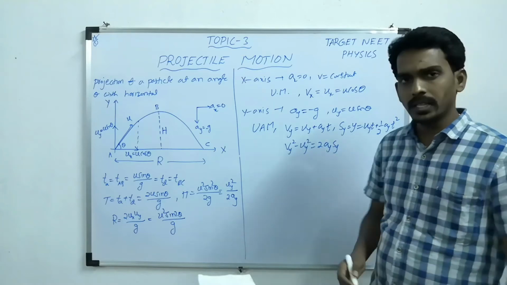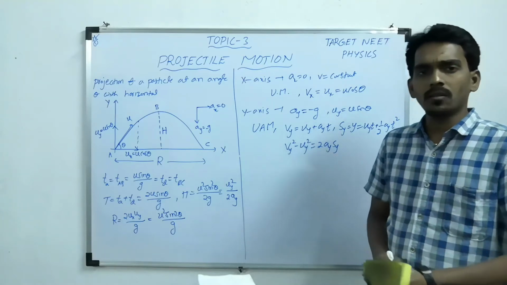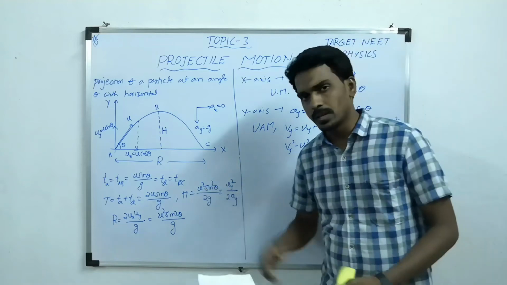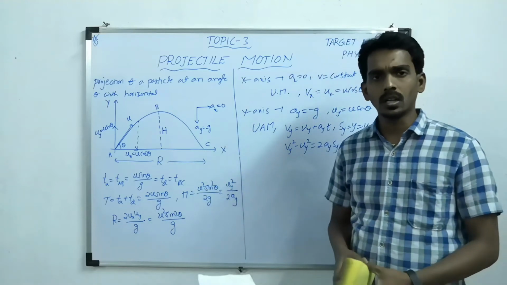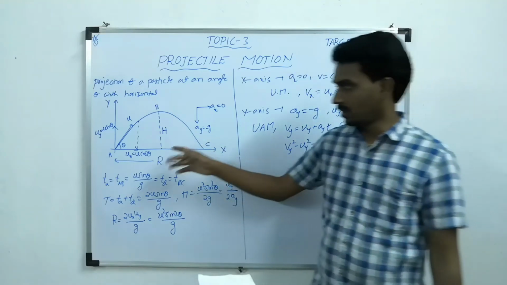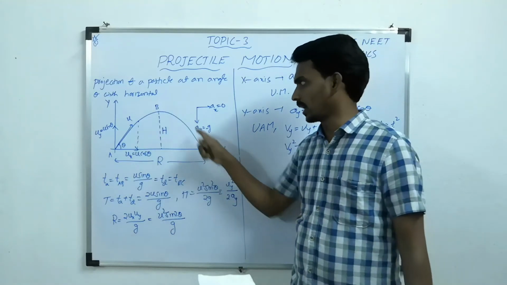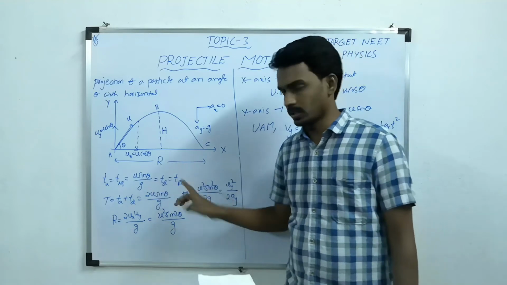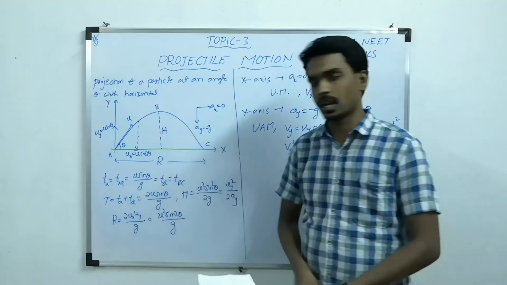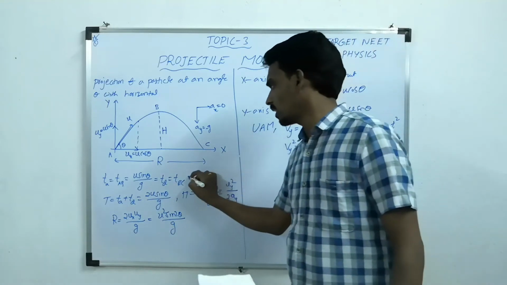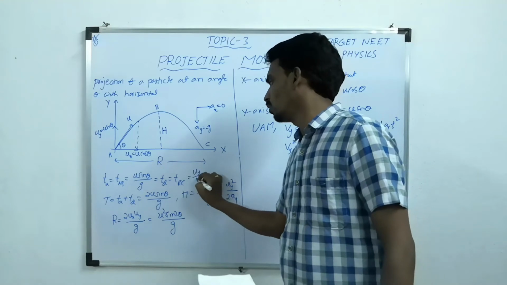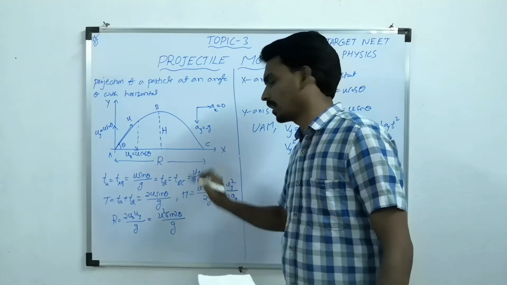So why am I explaining this? Because not always will you get the question directly based on the formulas. What are those formulas? Like, what is the ascending time from A to B? What is the descending time from B to C? Both are same. How much? U sin theta by g. Or in general you can write it like Uy by Ay.